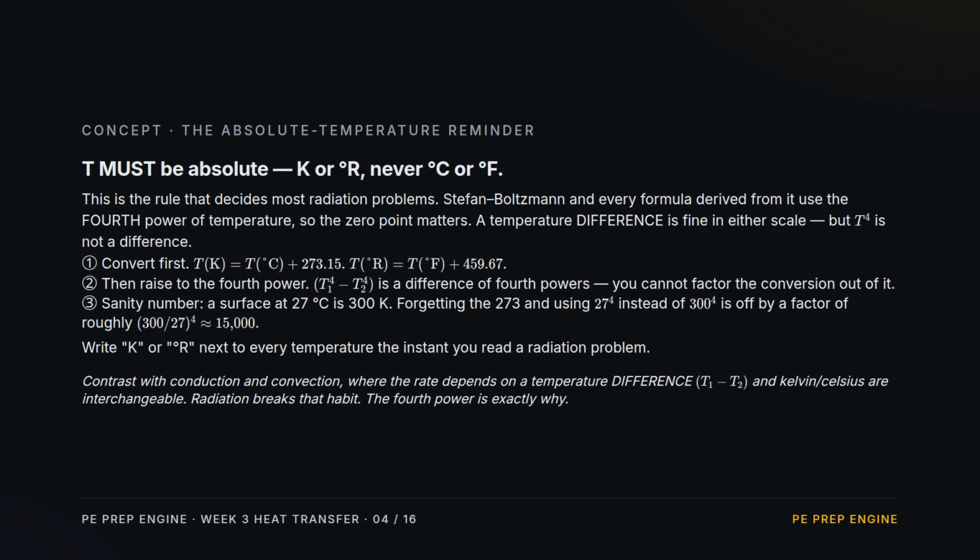Sanity number. 27 Celsius is 300 Kelvin. Using 27 to the fourth is off by roughly 15,000. Write Kelvin or Rankine beside every temperature the instant you read a radiation problem.